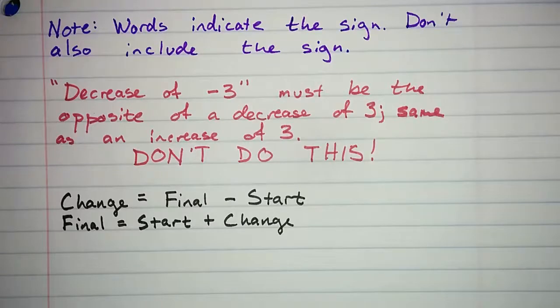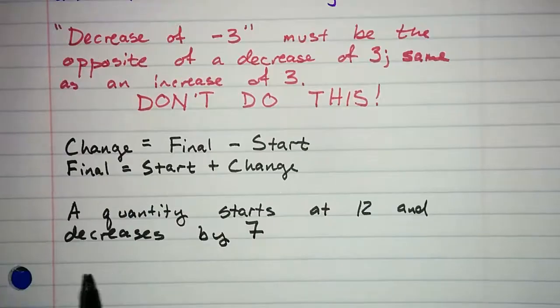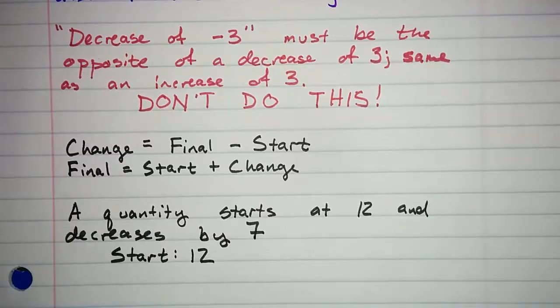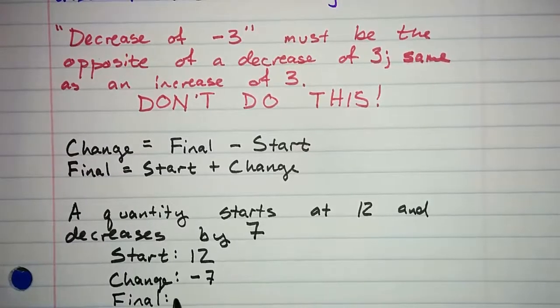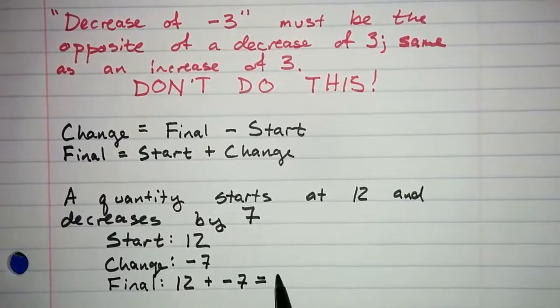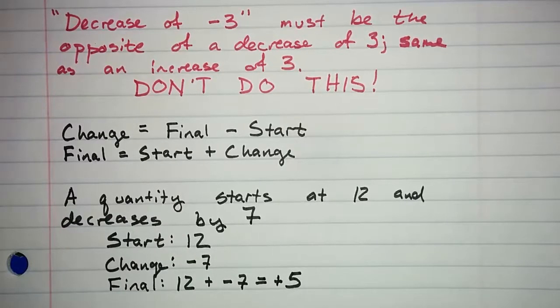So if I tell you that a quantity starts at 12 and decreases by 7, that means the starting quantity was 12, and the change was negative 7. The final quantity is going to be 12 plus negative 7. A positive plus a negative. The positive is larger, so my answer is going to be positive. The signs are opposite, so I want subtraction. 12 minus 7 is 5.